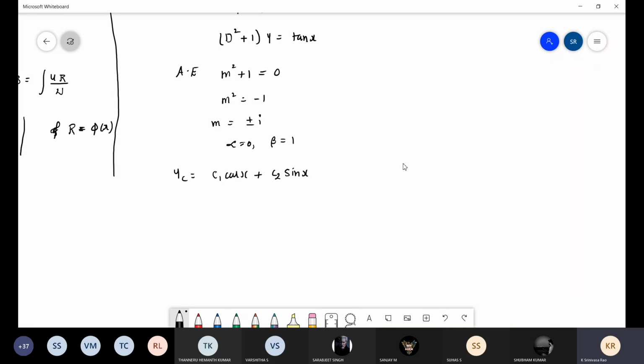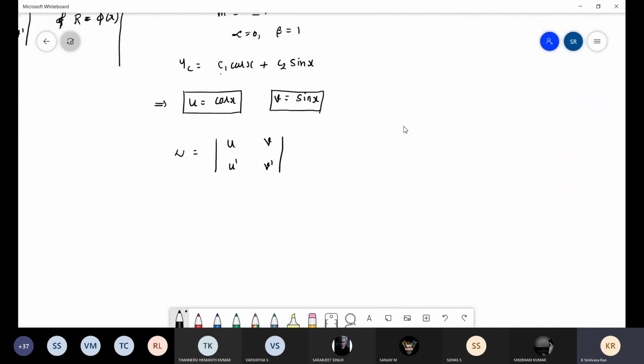Now write down, this implies u equals cos x and v equals sin x. The coefficient of C1 is u, and the term with C2 is v. Put them in a box. This is very important, u and v. Whatever is required, I will highlight here. Now write omega. Omega equals the 2 cross 2 determinant with u, v in the first row and u dash, v dash in the second.